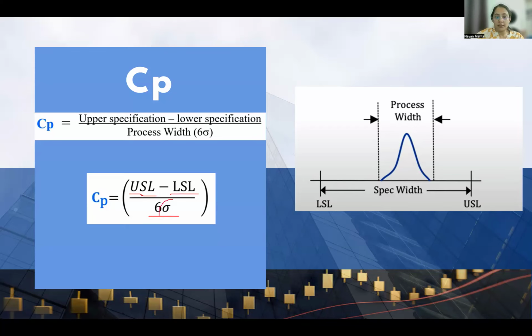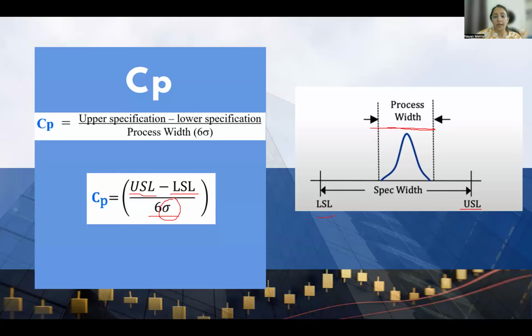Now here this sigma represents the process standard deviation. All right. So what does this really tell us? So basically CP compares two things. First, the width of your process spread. So this is your process and this is the spread. So it compares the process spread, which is also the 6 standard deviations, with the width of the specification limits, which is upper specification limit minus lower specification limit.